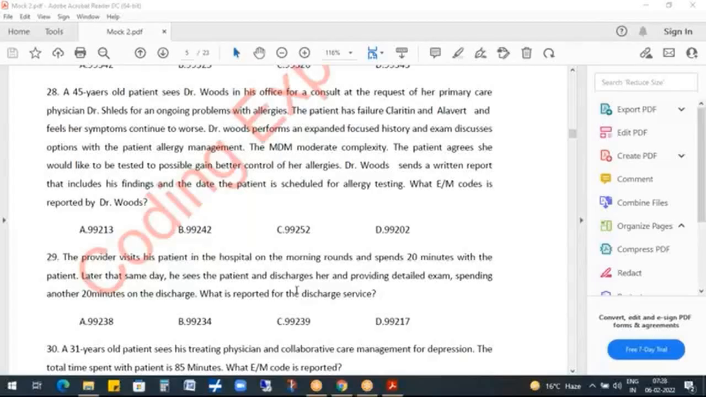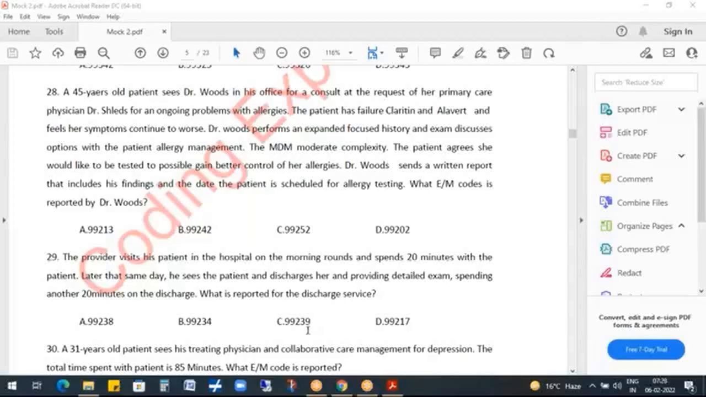Yes, 239. Understood now? Correct, 239 is what I coded, sir. But in the key they gave 234, sir. I coded 239 only. Okay, then the correct one is 239. 99239 is the correct answer.